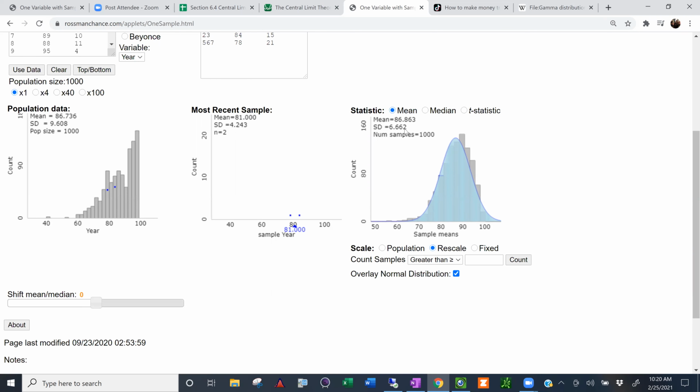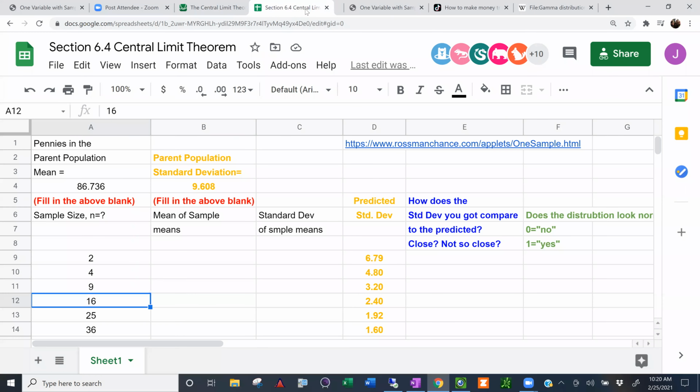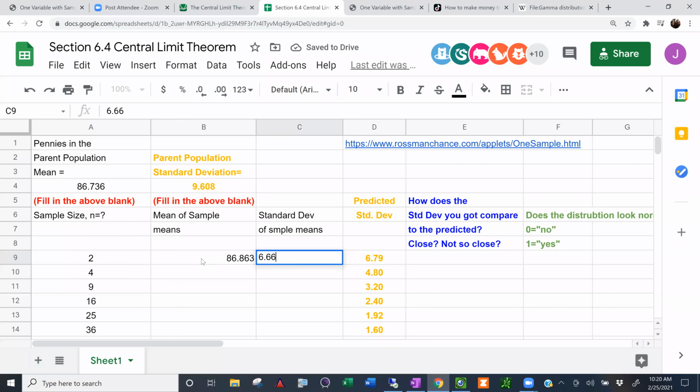So let's write down the mean and standard deviation for samples of size 2. So I'll put that with my Google Sheets. For samples of size 2, I had a mean of 86.863, and a standard deviation for me was 6.662. Now, before we did any of this, before class got going, I made a prediction here that the standard deviation was going to be 6.79.